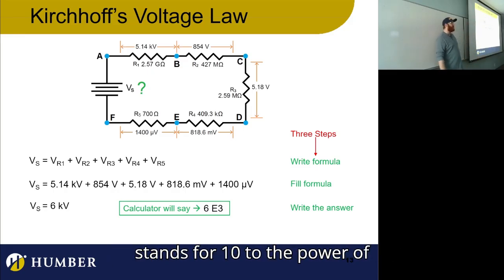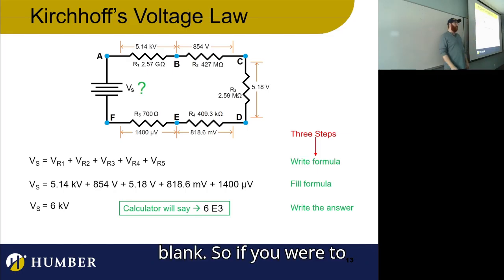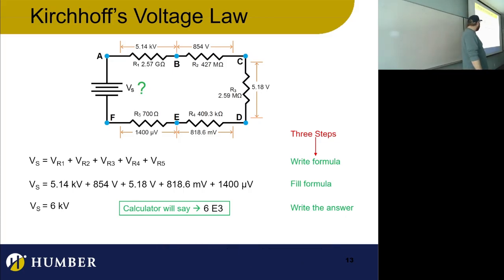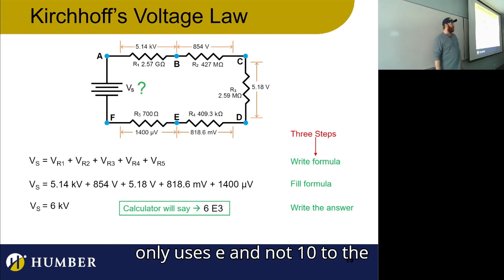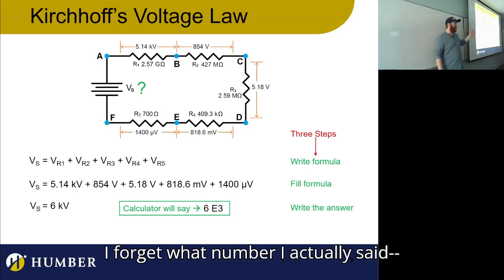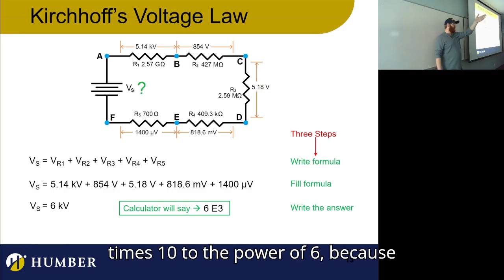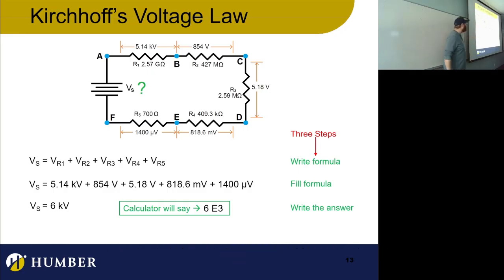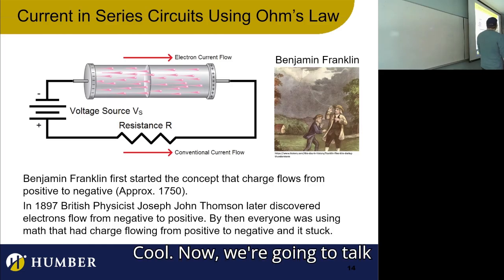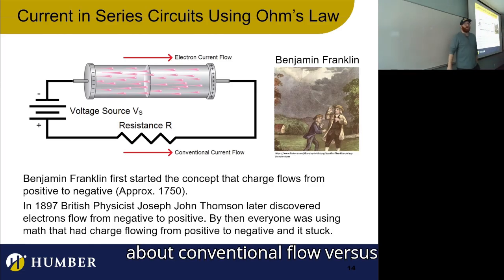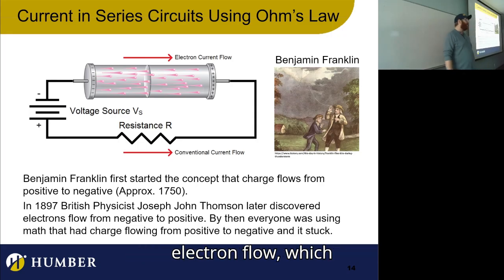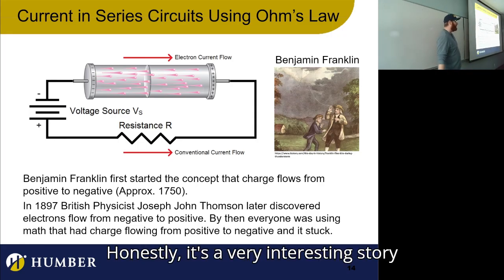So E literally stands for 10 to the power of blank. So if you were to put 2.34E6 into your calculator, if your calculator only uses E and not 10 to the X, that would give you 2.54, I forget what number I actually said, times 10 to the power of 6, right? Because E6. Okay? Cool.